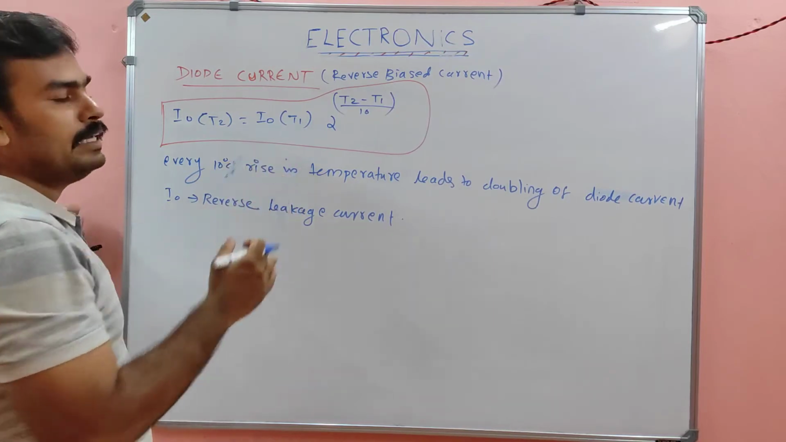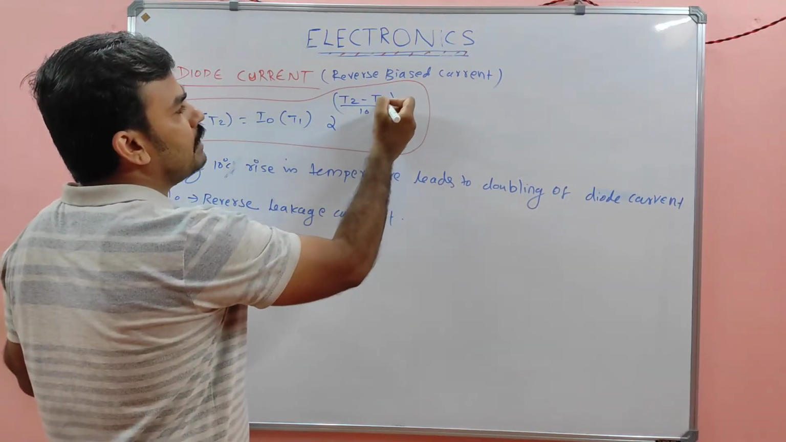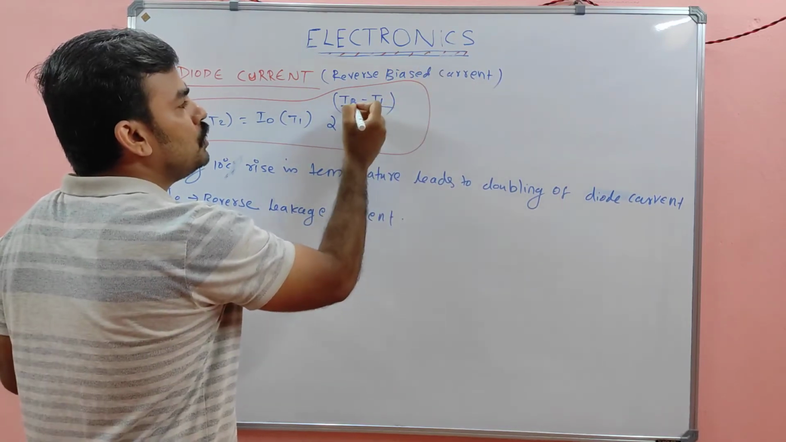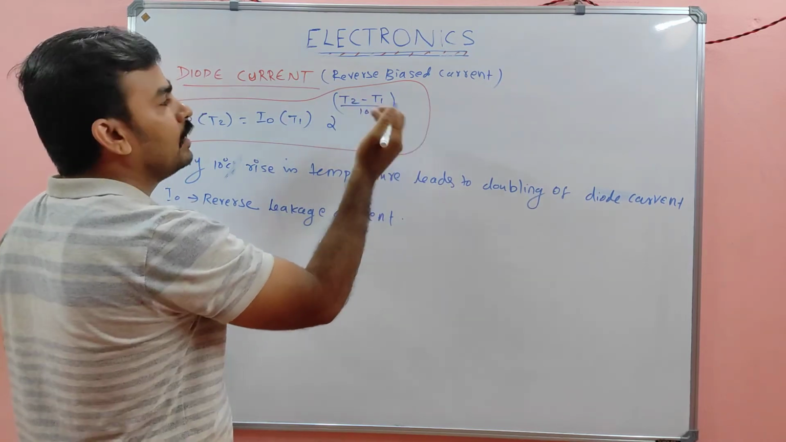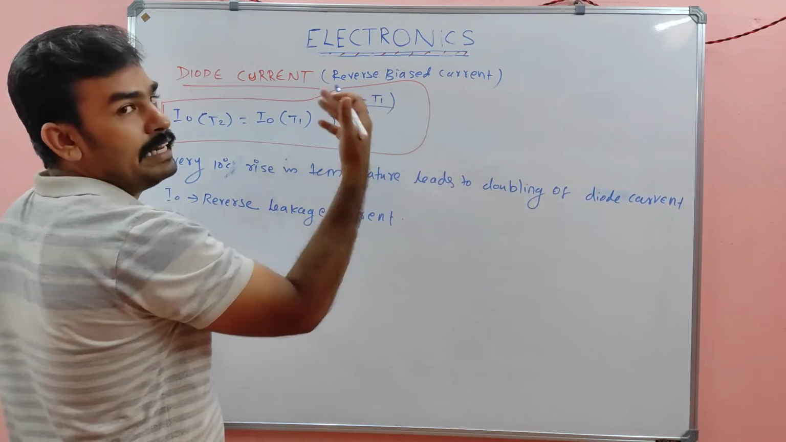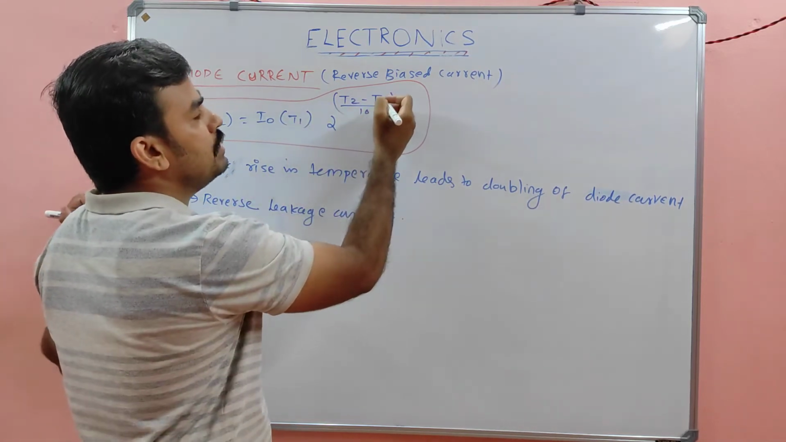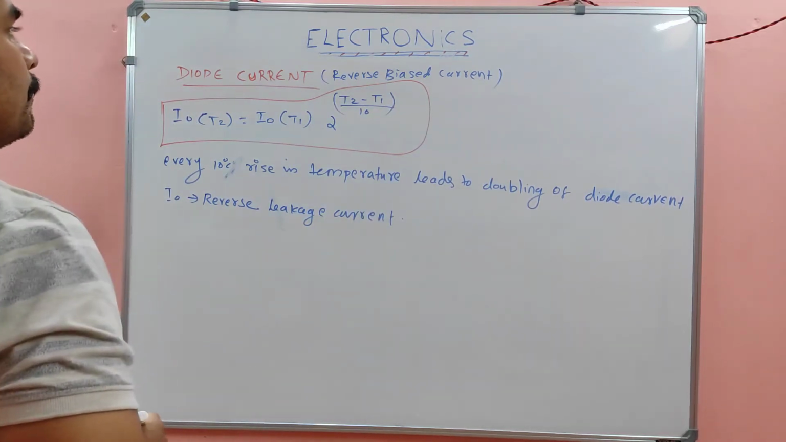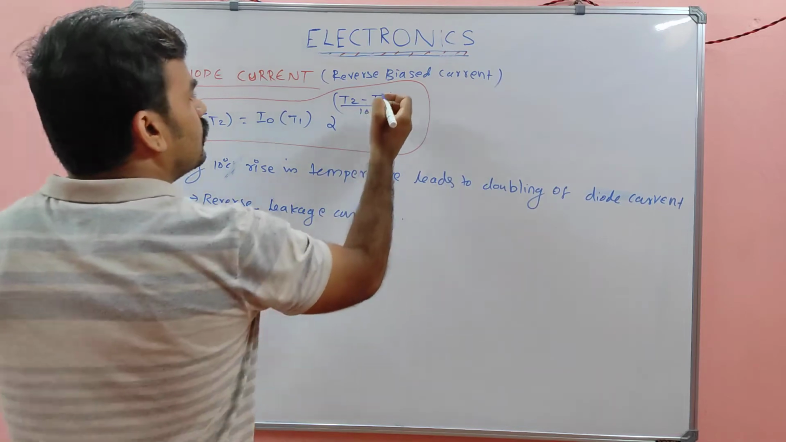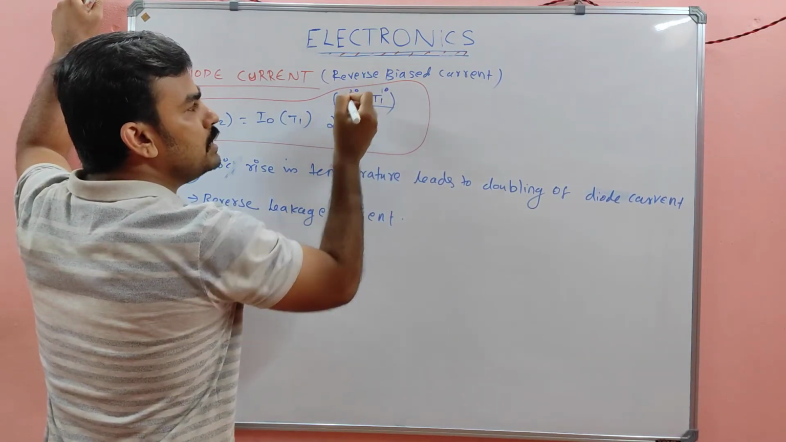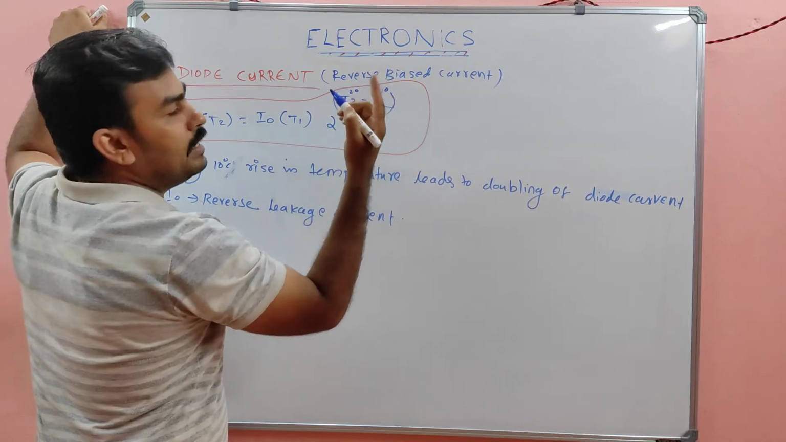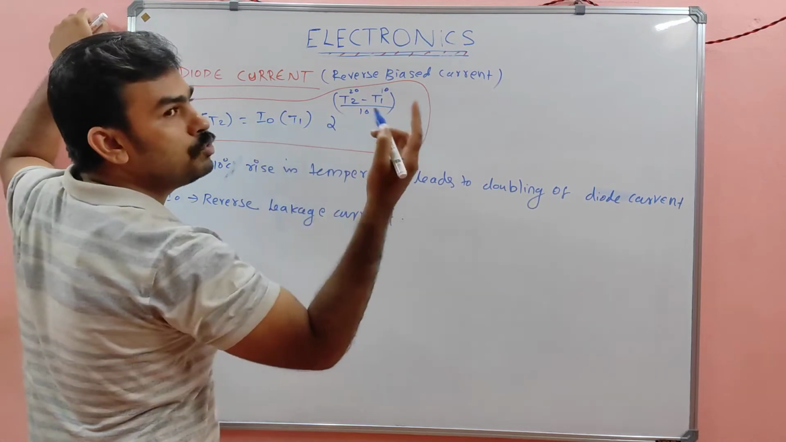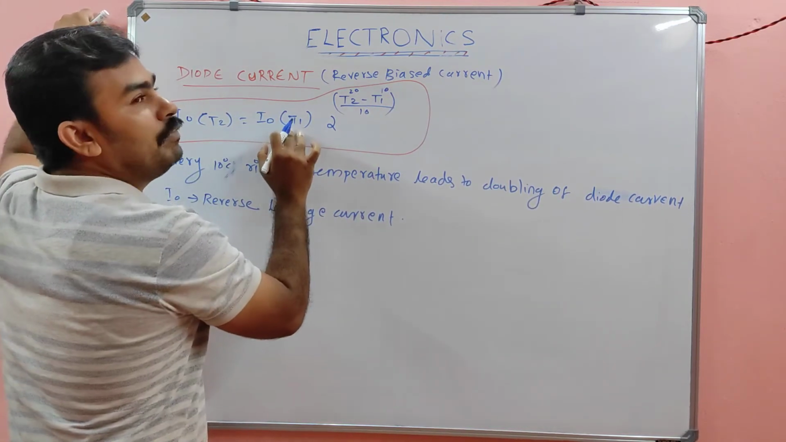So how can we check that for every 10 degrees? Suppose T1 is equal to 10 degrees, and T2 becomes 20 degrees. So 20 minus 10 is 10. 10 divided by 10 means 1, and 2 raised to 1 means 2. So I0 of T2 is equal to I0 of T1 into 2. That means at T2, it is 2 times that at T1, right?